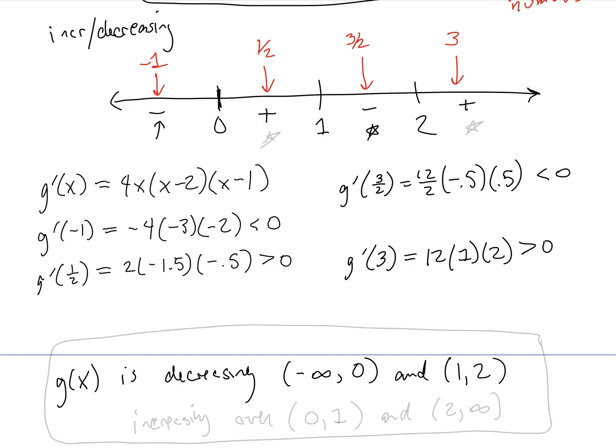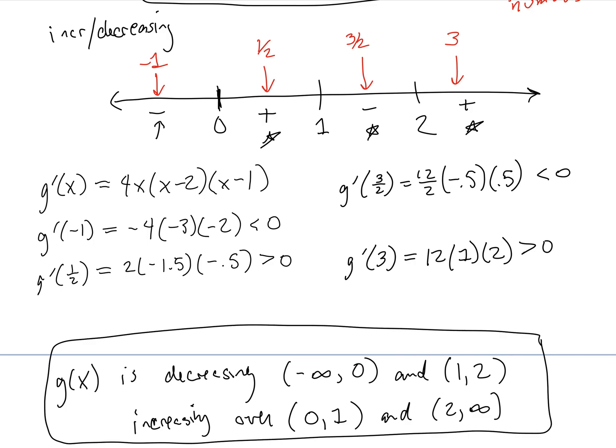and it's also decreasing from 1 to 2, and it's increasing over the interval from 0 to 1, where we found out that the first derivative is positive, as well as the interval from 2 to infinity. So that was the third thing we were asked to find: the intervals over which the function is increasing or decreasing.